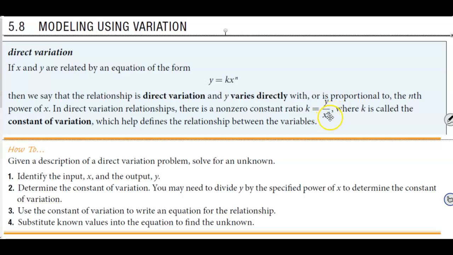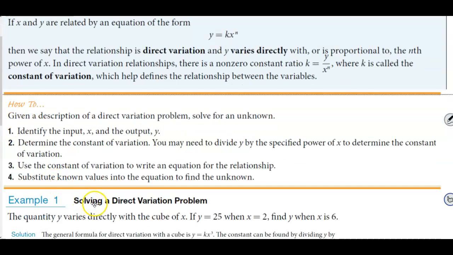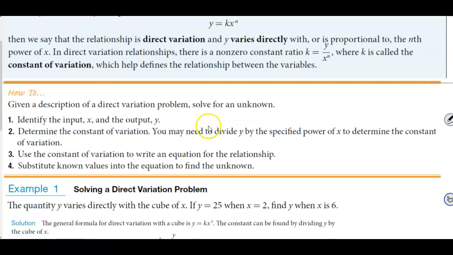by x to the power of n, where k is called the constant of variation, which helps us define the relationship between the variables. So for example number 1, we want to be able to solve a direct variation problem. And how do we go about that? Well, given a description of a direct variation problem, solve for an unknown.